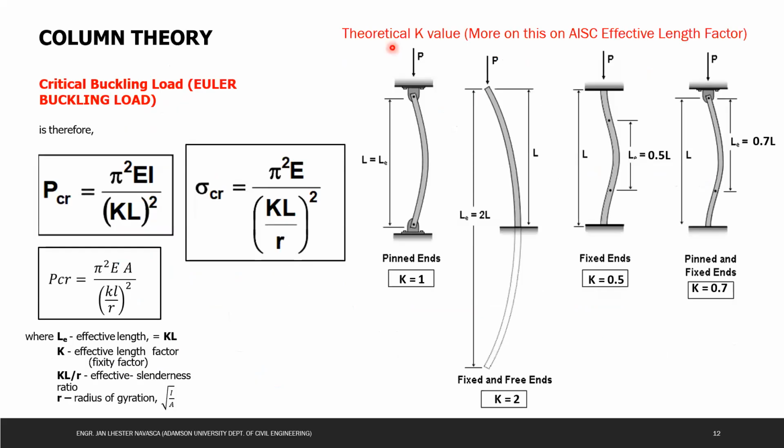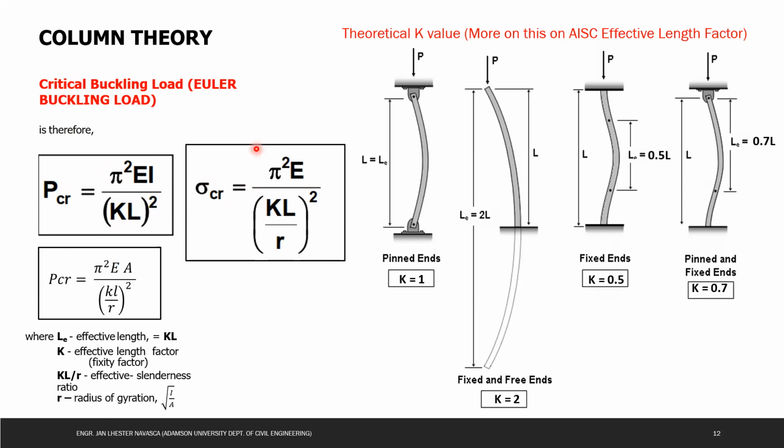Okay, then we also have this one. Column theory. So consolidating what we have discussed in the previous slides, P CR is equal to the critical buckling load, that is pi squared EI over (KL) squared, or the effective length. And then the critical buckling stress, sigma CR, is equal to pi squared E over (KL over r) squared. Okay, so what is KL?